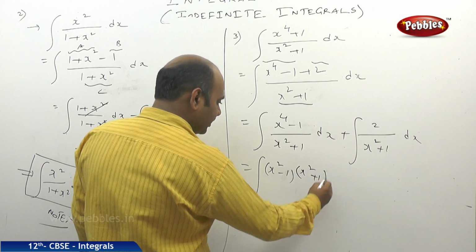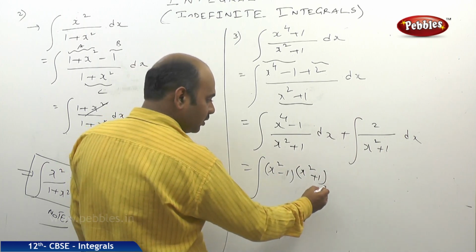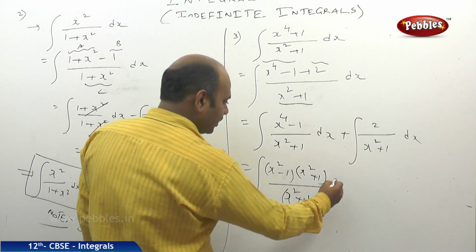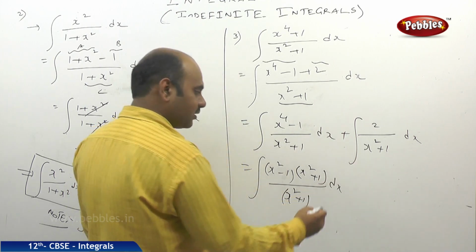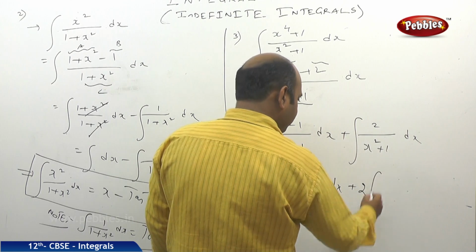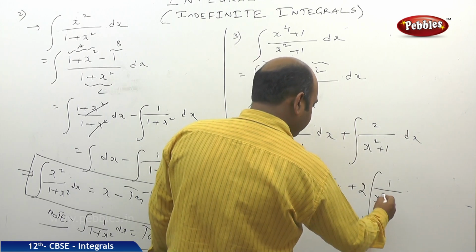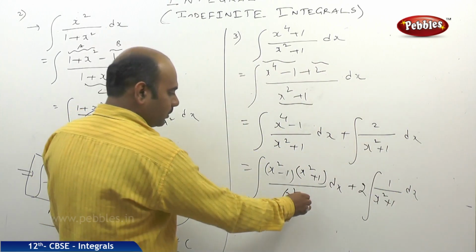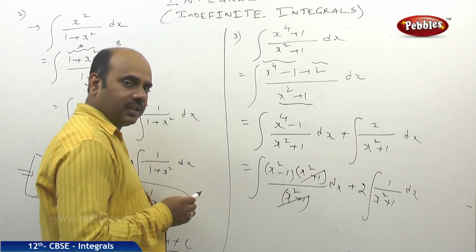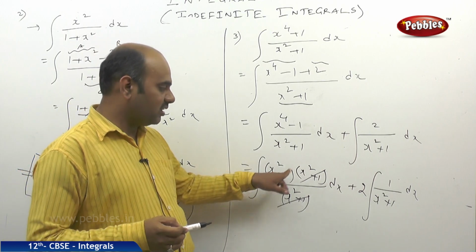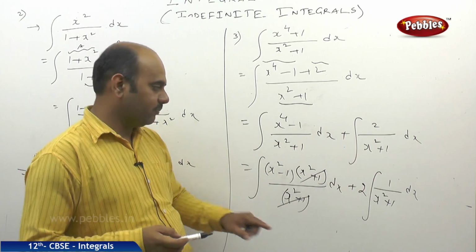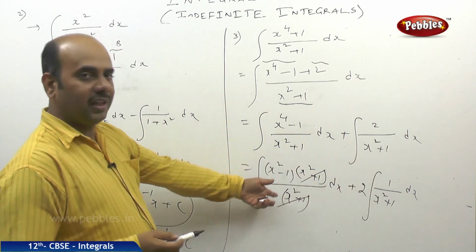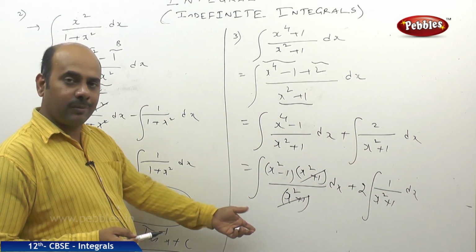So I will be writing this as x square minus 1 into x square plus 1 divided by x square plus 1, and here there will always be dx, and 2 will be coming outside, and there remains 1 by x square plus 1 dx. Now x square plus 1 will be getting cancelled. Finally there remains integral of x square minus 1 dx, and here also 2 into integral of 1 by x square plus 1 dx. I think by this time you are familiar with the formulas.